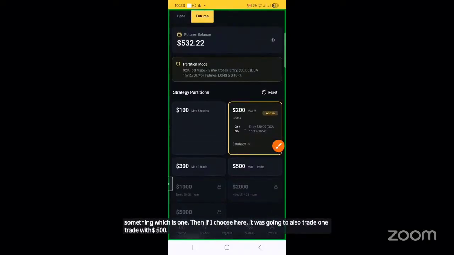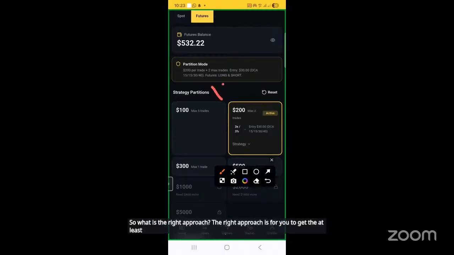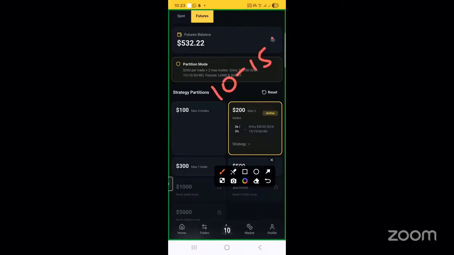So what is the right approach? The right approach is for you to get at least 10 to 15 trades running simultaneously.